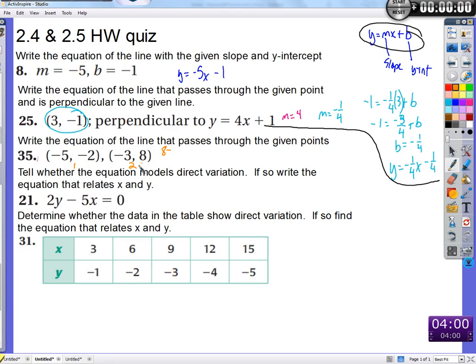So our y2 minus y1 over -3 minus -5. Okay, so 8 plus 2 is 10. Over -3 plus 5 is 2. And we get a slope of 5. So now we have a slope of 5, and now what?